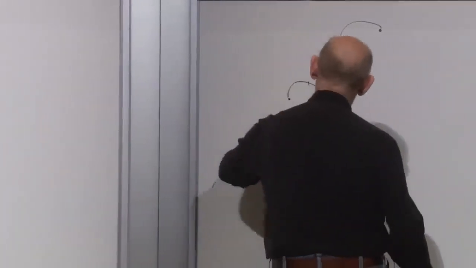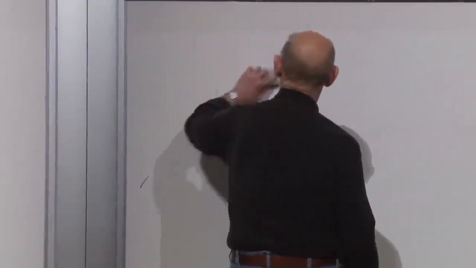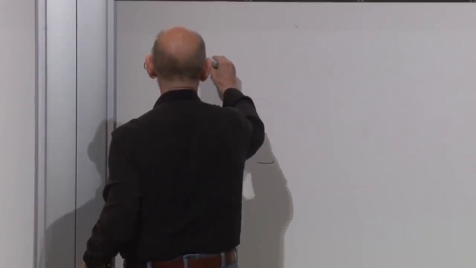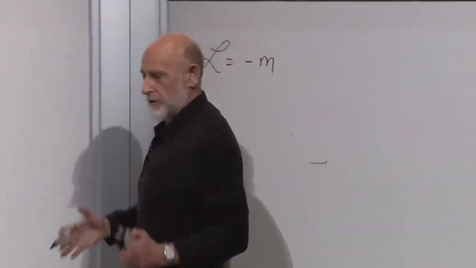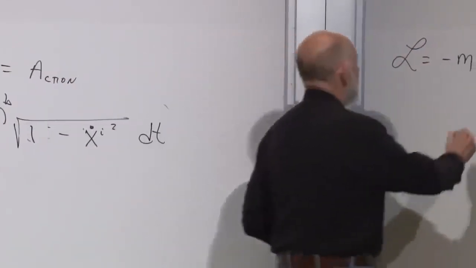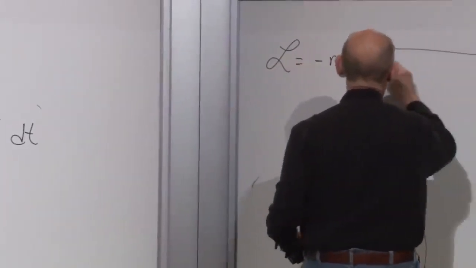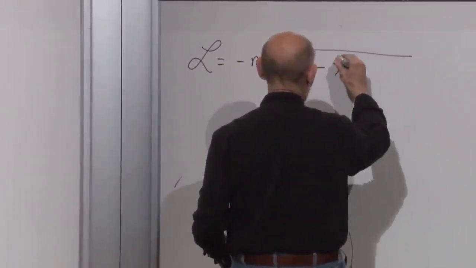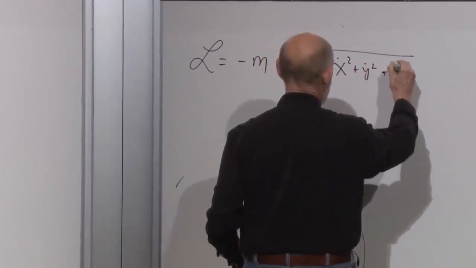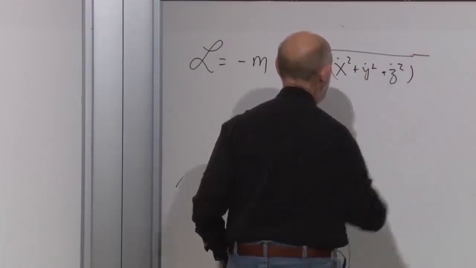Let's write what the Lagrangian is. The Lagrangian is minus m, which I say is a convention, times the square root of 1 minus, now I'll write it, x dot squared plus y dot squared plus z dot squared.